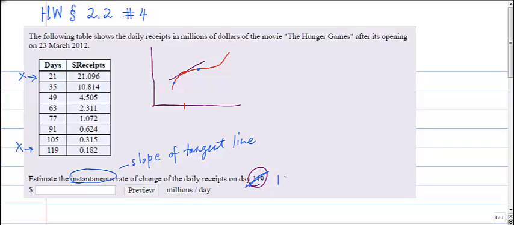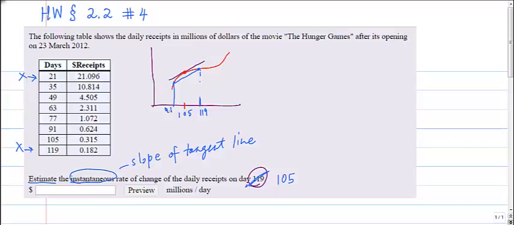Let's pick 105. Okay. So let's suppose this is point 105. And so you're going to pick the point before and the point after. And if you find the slope of the secant line of the point before and the point after, then that is a good estimate for the slope of the tangent line of the middle point. Okay. So this will be 119 here, and this will be 91 here.